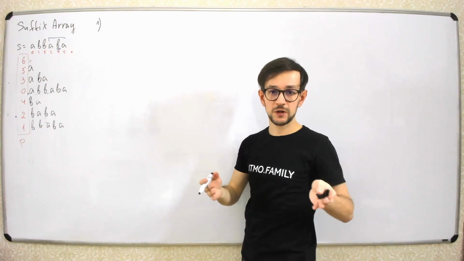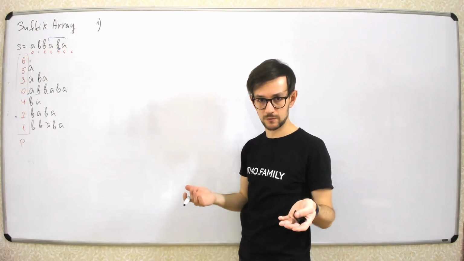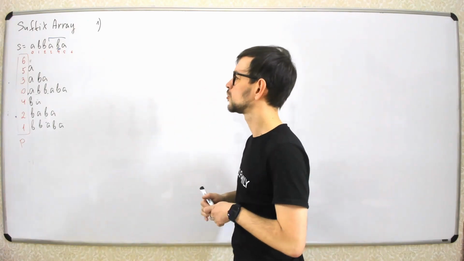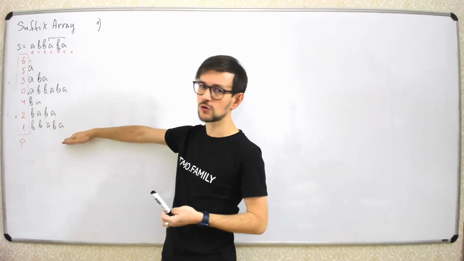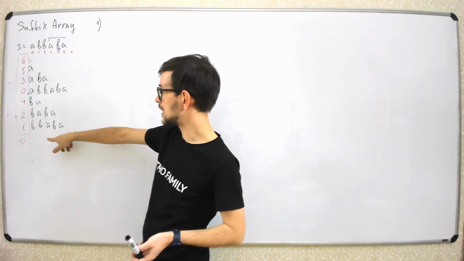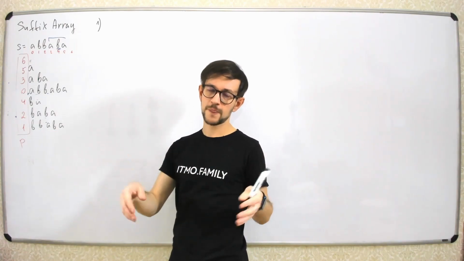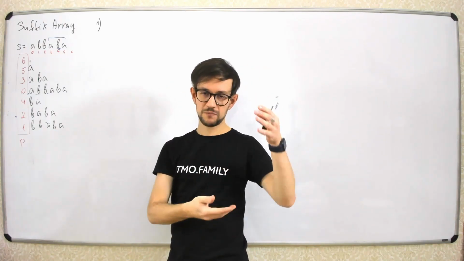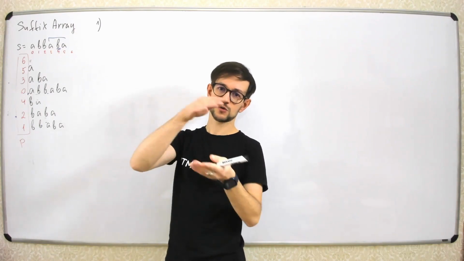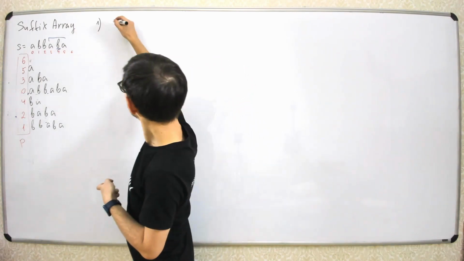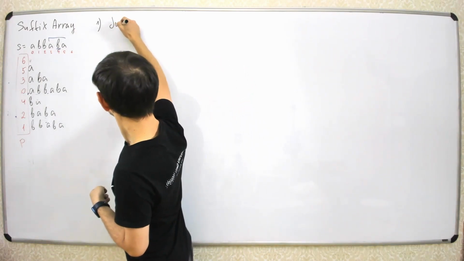So the first idea: let's just write all the suffixes and sort them. Not the suffixes themselves, you don't need to write all the suffixes. Let's make an array P, just put the integers from 0 to n in it, then sort this array P with a comparator which compares two strings. Just sort.